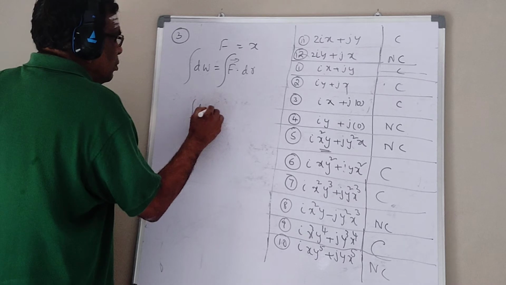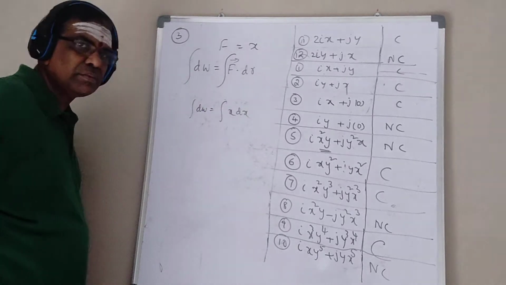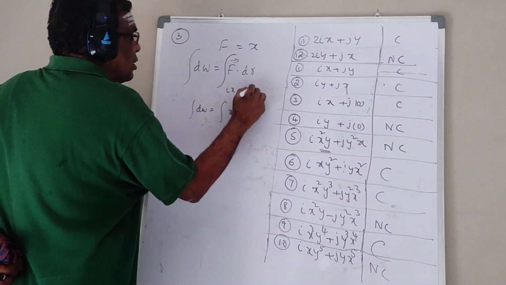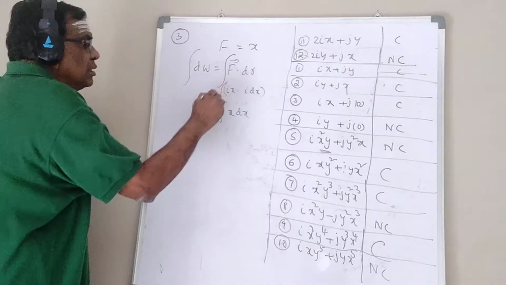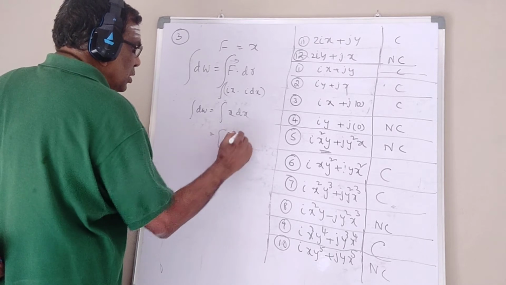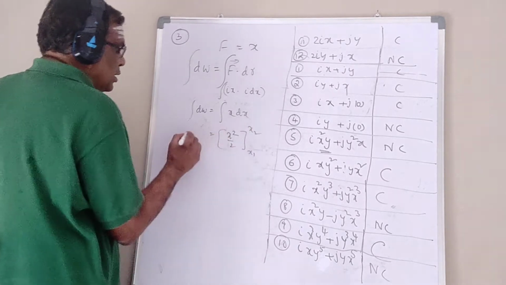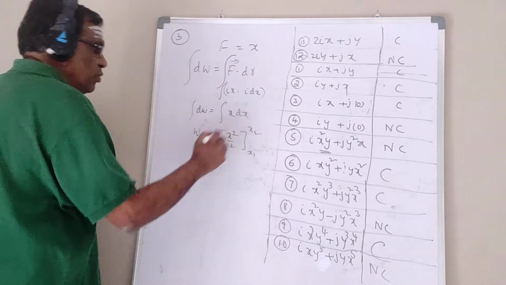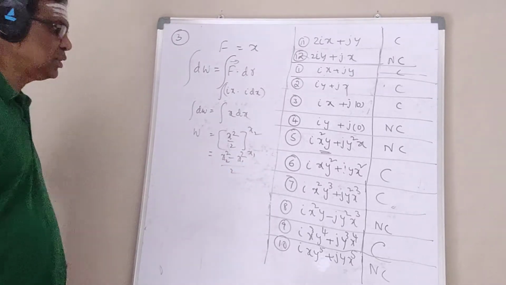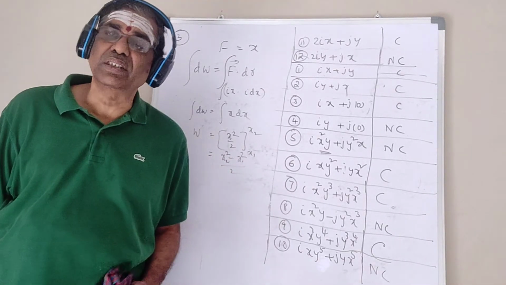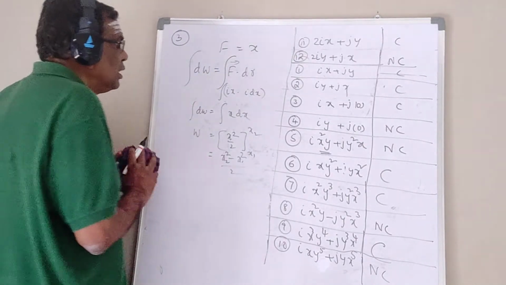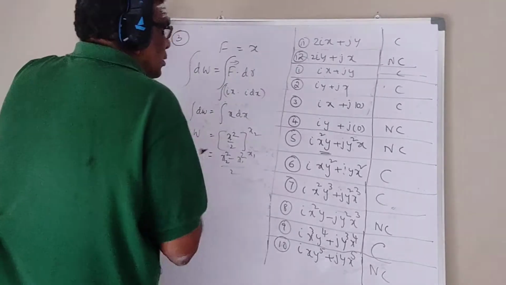So integral dW is x dx, i dot i dx. So i dot i is 1, x dx. This is x squared by 2. You have x1 to x2. This is W. If you take it from 1 to 2, x2 squared minus x1 squared by 2. This is very important. This is how you're going to get it. Okay? Is that fine? Right.